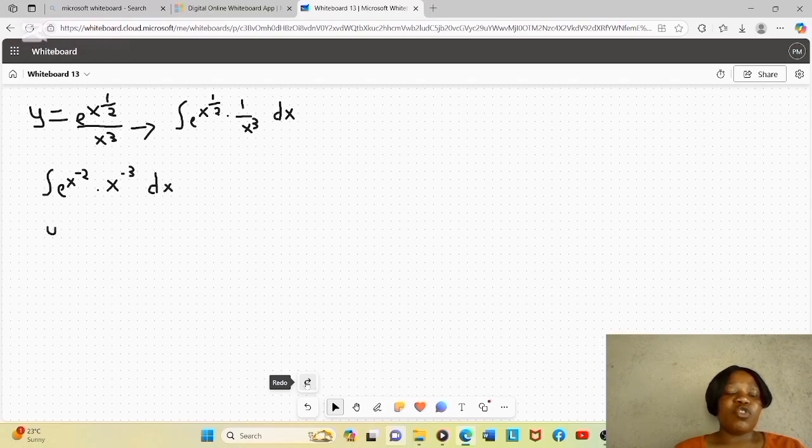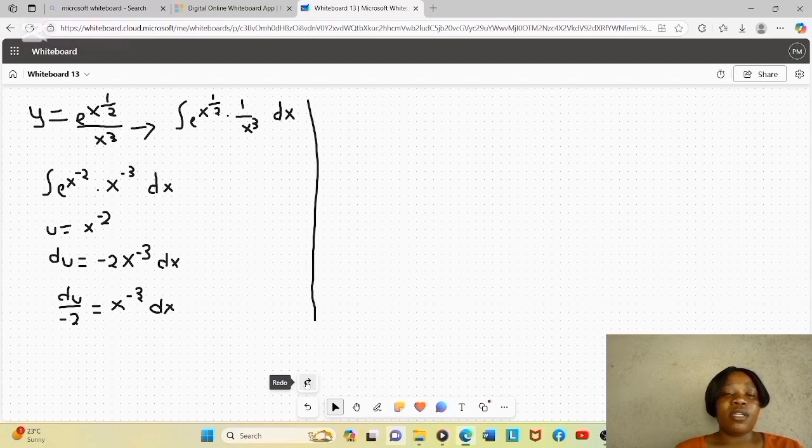We use u substitution to solve this. Then our u will be equal to x to the power minus 2. Then when we differentiate x to the power minus 2, our du will be equal to minus 2 x to the power minus 3 dx. Then we're going to divide both sides by minus 2. Then we have du over negative 2 equals x to the power minus 3 dx.